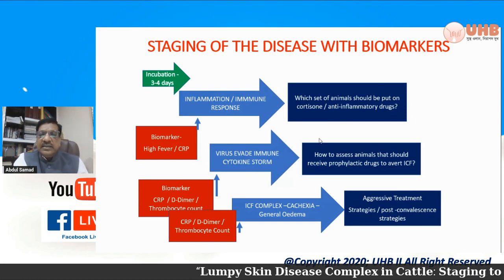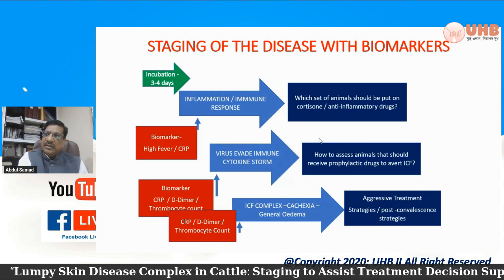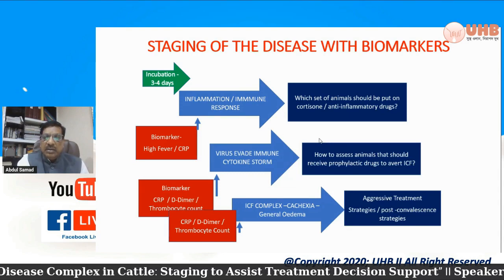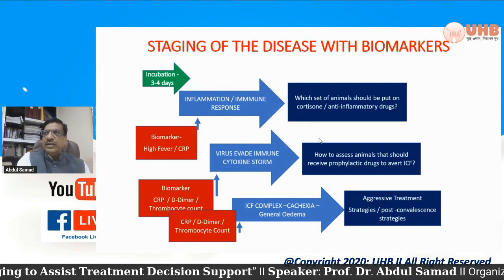Now, the second stage is where the virus evades the immune response. Here the virus is successful, it has evaded the immune response. And now there is a cytokine storm. This cytokine storm is very similar to COVID-19.